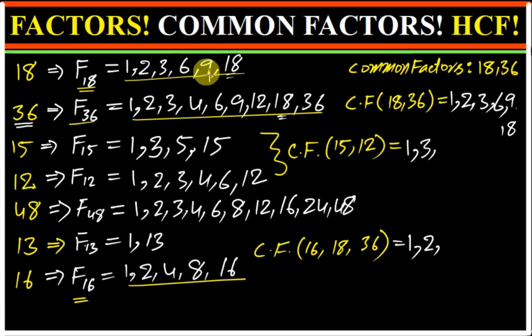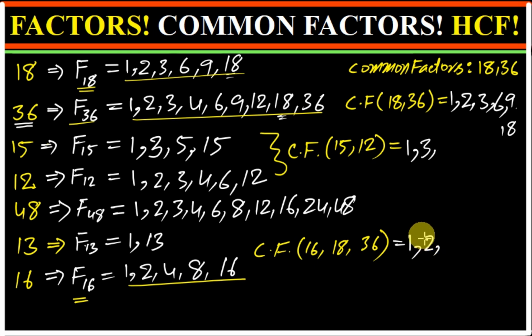What else? Is there anything else common? 8, no. 16, no. So these are the only common factors, 1 and 2. So like this we can find out the common factors between 2 or more than 2 numbers.